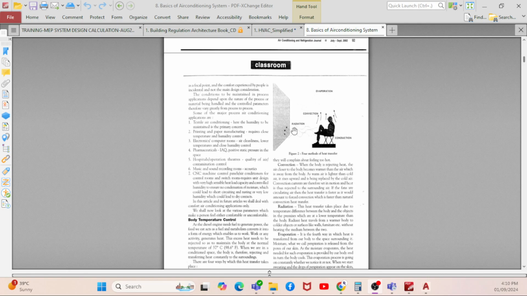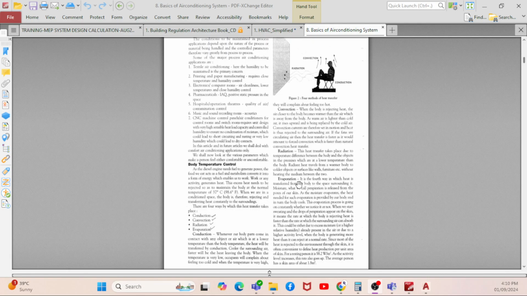When you talk about radiation, for example, if you have a gas stove, there is a burner and a flame in it. If you stand nearby, you can absorb the heat. So that is called radiation heat. So this is the basics, the types of heat transfer: conduction, convection and radiation. This is the basic part, and you can read it in detail. You can see here conduction, convection, radiation and evaporation.